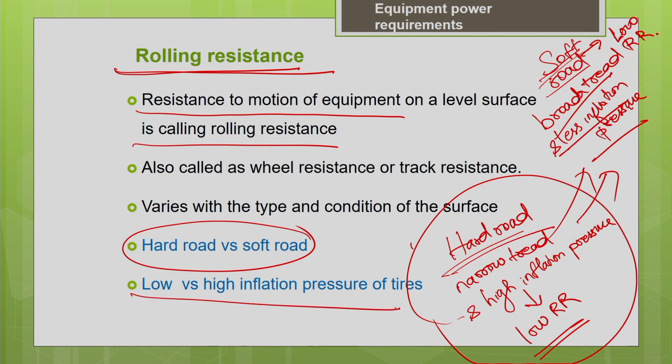So, now we have discussed all the factors which affect the rolling resistance. Basically, you have to maintain your haul route so that the rolling resistance is minimum, so that the amount of power needed by the machine to overcome the rolling resistance will be less. That will make it more economical.